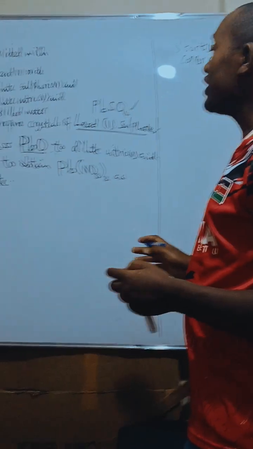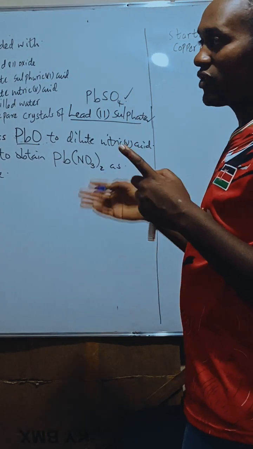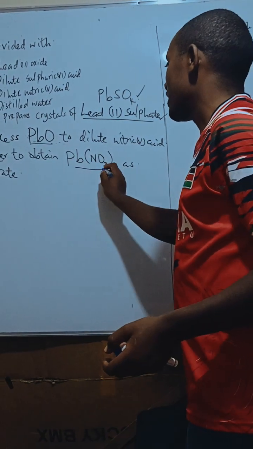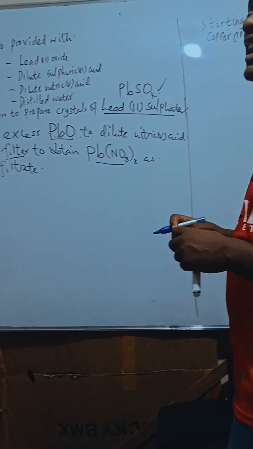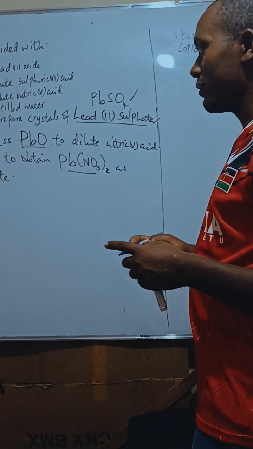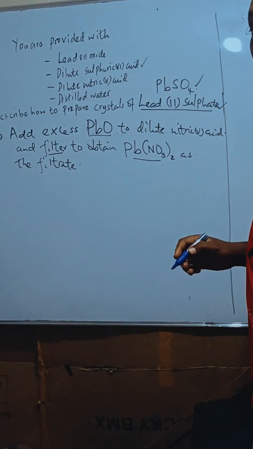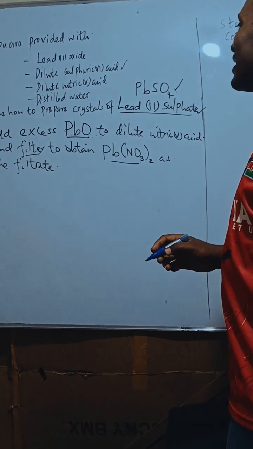So lead nitrate is our filtrate. This is a reaction of a metal oxide with an acid to form a salt, which is lead nitrate. This lead nitrate is a soluble salt that we have formed. We mix it with the sulfuric 6 acid because it contains sulfate ions.